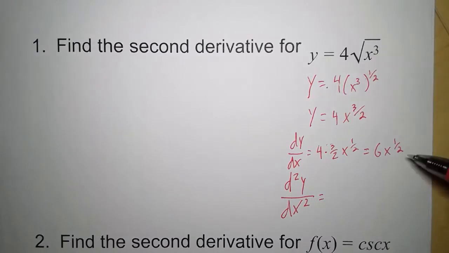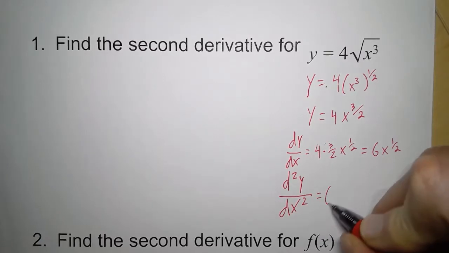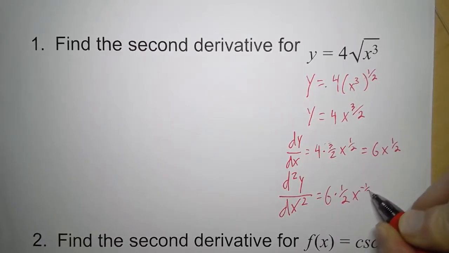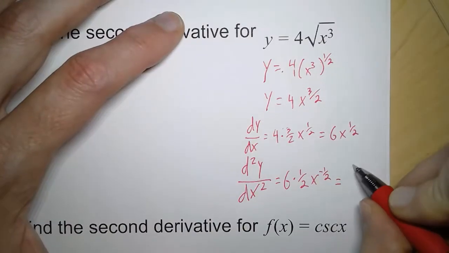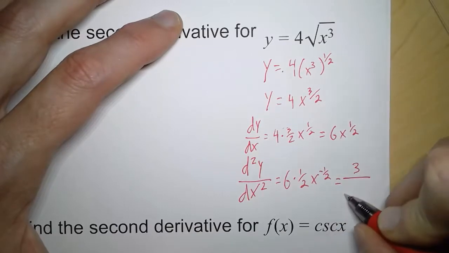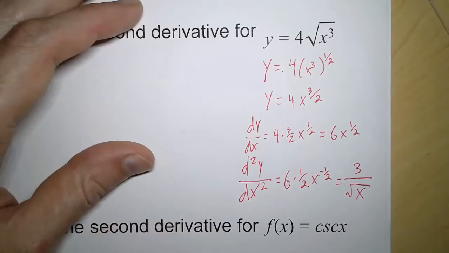And so with power rule, again, we bring down the 1/2, and now it's x to the negative 1/2. And so to simplify that, we multiply 6 times 1/2, that's 3. And then in the denominator, we're going to have square root of x. And so there's our second derivative.